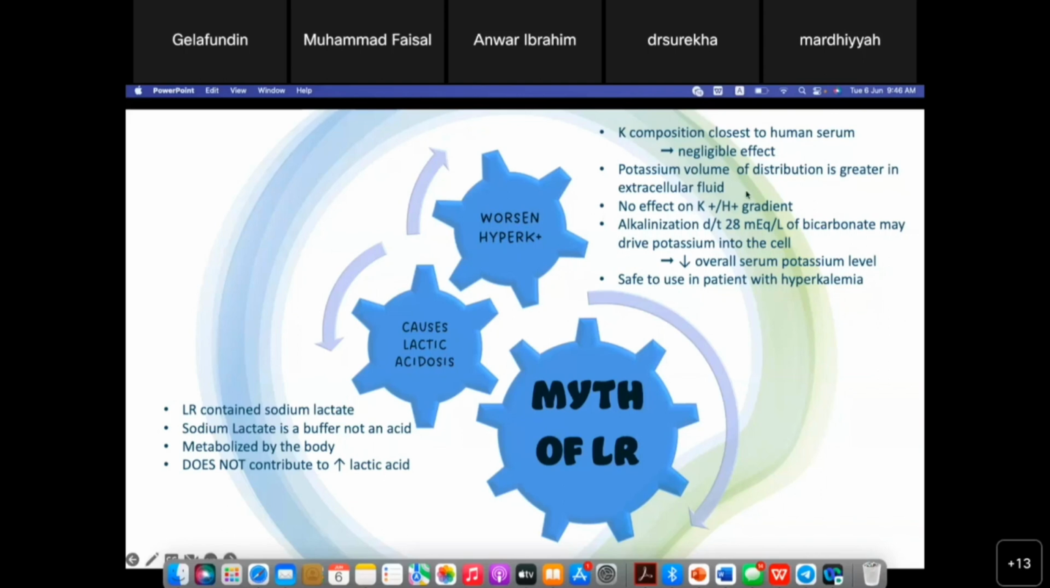However, it is said that alkalinization, because Ringer's lactate ni dia ada 28 milliequivalent per liter of bicarb, actually may drive potassium into the cell. This is macam terbalik dengan what acidosis does. Basically kalau dia alkalinize, the potassium basically dia akan masuk because of the hydrogen ion keluar daripada sel. So overall dia akan reduce the serum punya potassium level lah. So essentially it is safe to be used in patient with hyperkalemia. So actually Ringer's lactate ni boleh guna untuk dua-dua, patient yang ada hyperkalemia ataupun patient yang ada lactic acidosis.